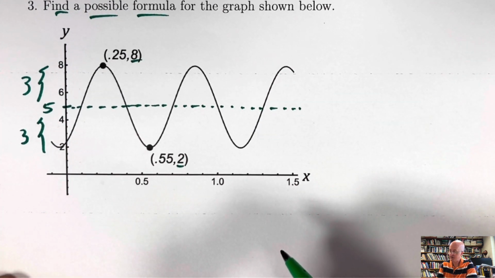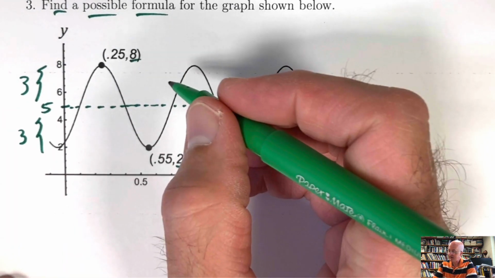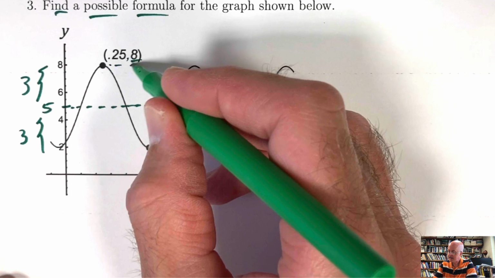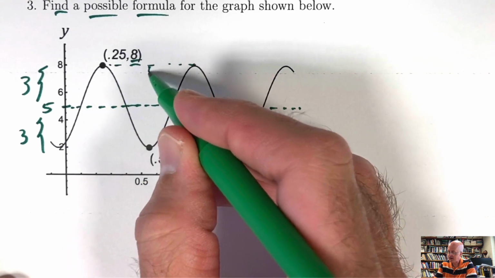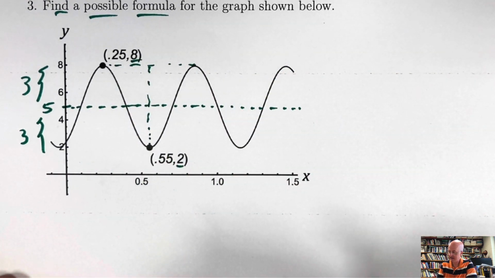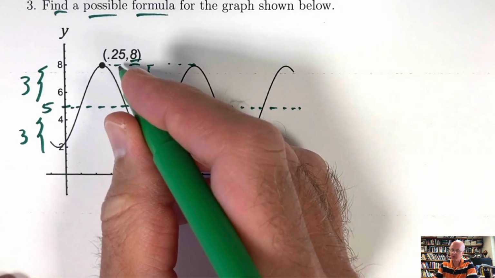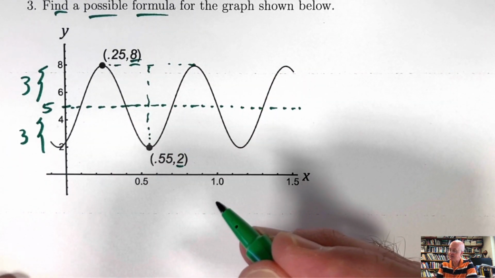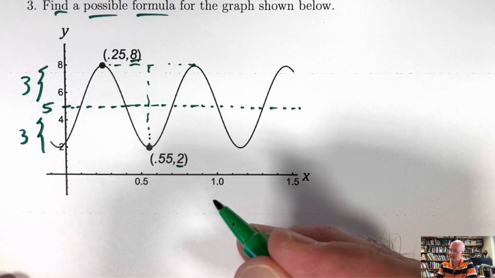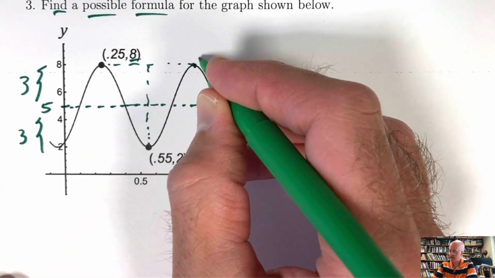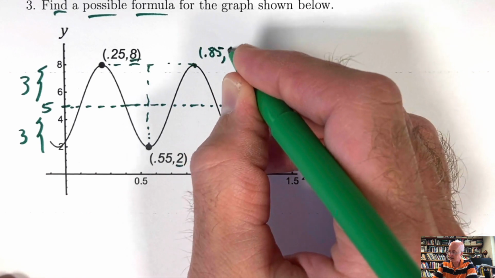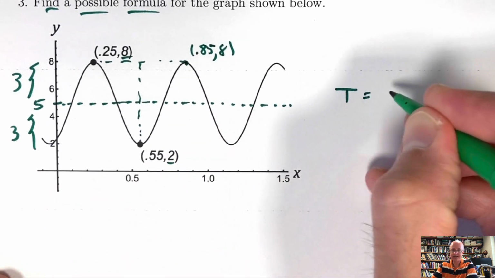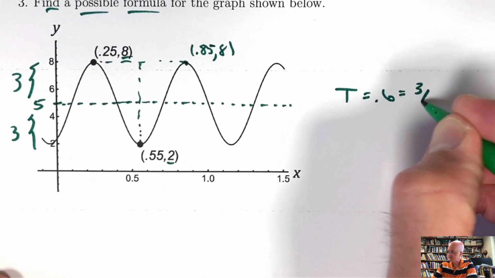So we got the amplitude and vertical shift right away. The next quickest thing is probably the period. The horizontal shift's always the hardest part. So the period here is the peak-to-peak distance. What we have horizontally from here to here is half a period. 0.55 minus 0.25 is 0.3. So a full period is 2 times that, 0.6. Now the coordinates of this point right here would be 0.25 plus 0.6, which is 0.85, comma 8. The period, T, is 0.6 or 3/5.